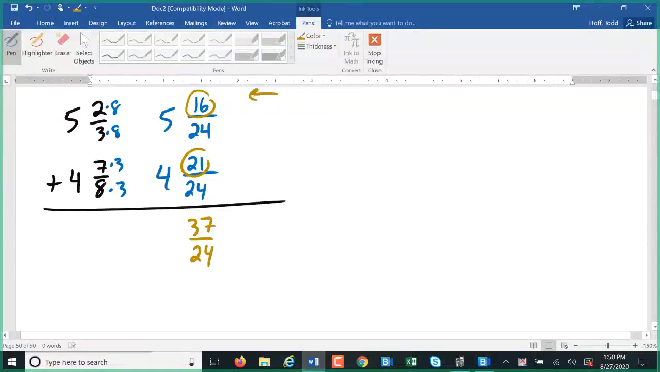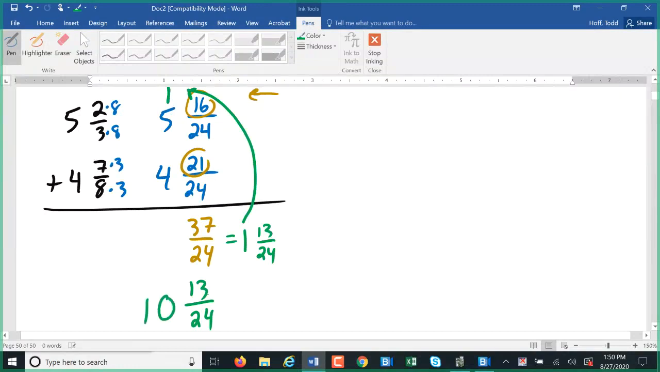Now here's where the difficulty comes in. That's bigger than 1. It's an improper fraction. We can reduce that. 24 goes into 37 once with 13 left over. 1 13/24ths. So just like with whole numbers, we keep part of it. We keep the 13 24ths, and we carry part of it. We carry the 1 over into the whole numbers. Now 1 plus 5 is 6 plus 4 is 10. We get 10 13/24.